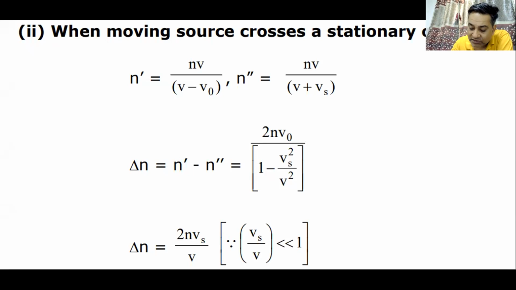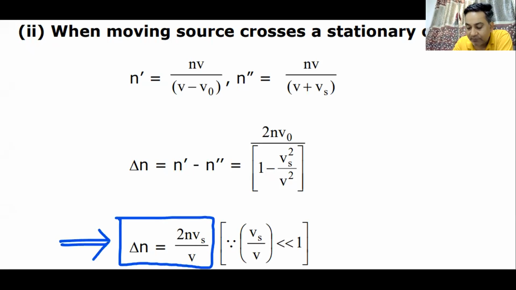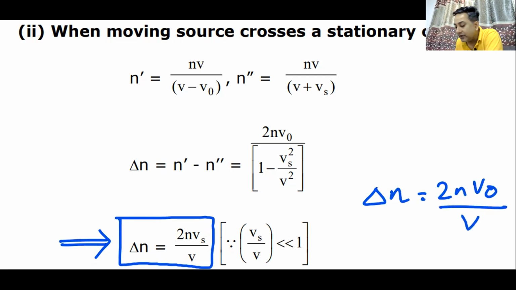Again, you will have an apparent change in frequency. You don't have to understand how this formula is derived. You just have to remember the formula 2n Vs by V. In the first case, when the observer was moving and the source was stationary, the change in frequency delta n was 2n V naught by V. These two formulas are exactly similar. In the first case, it is V naught by V. In the second case, it is Vs by V. You'll have 1 minute to note it down.